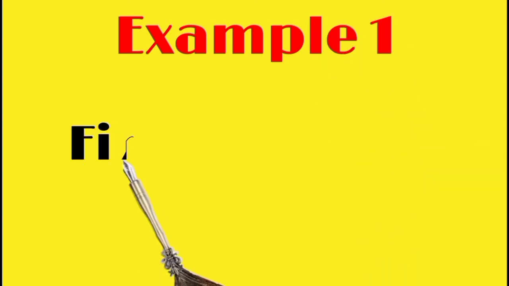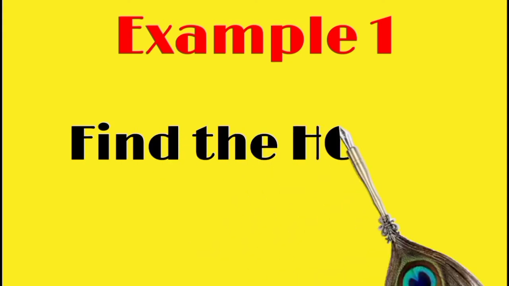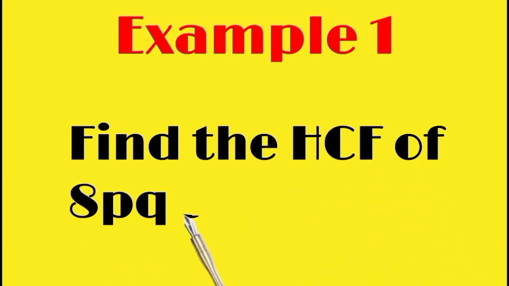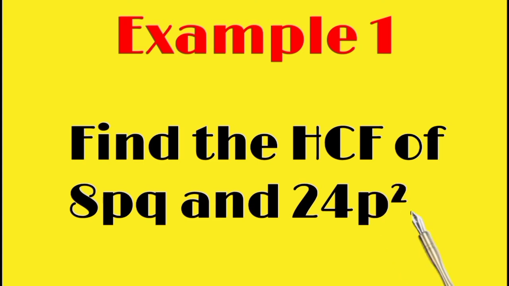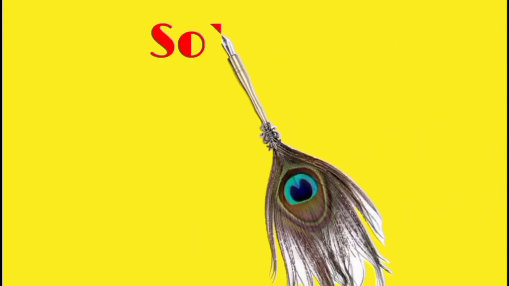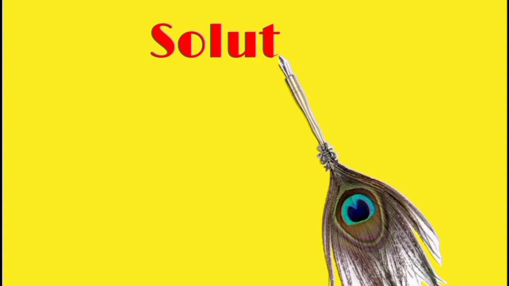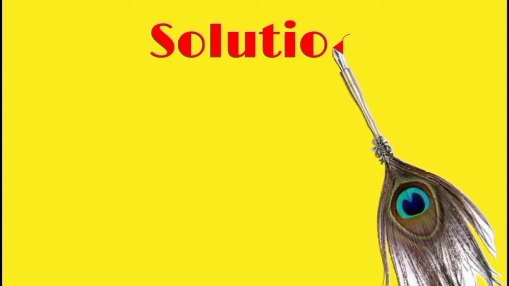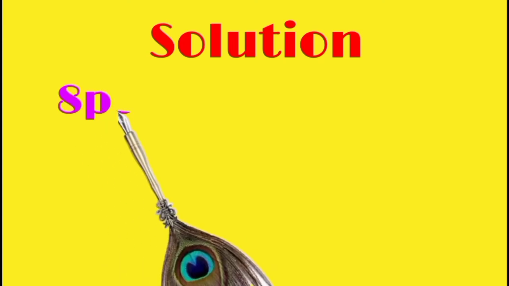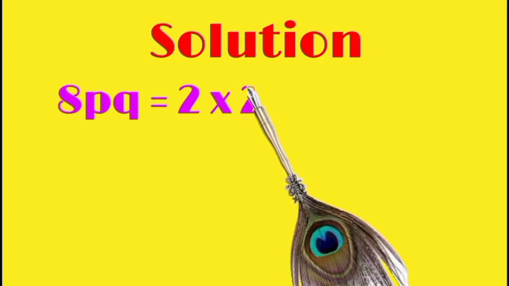So let's take the first example. It says, find the HCF of 8PQ and 24P squared. So what do you do here? All you just need to do here is to express each term as a product of its factors.